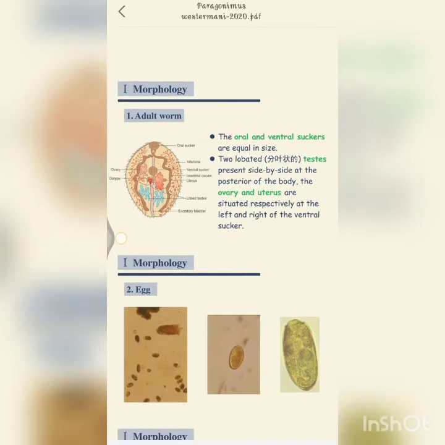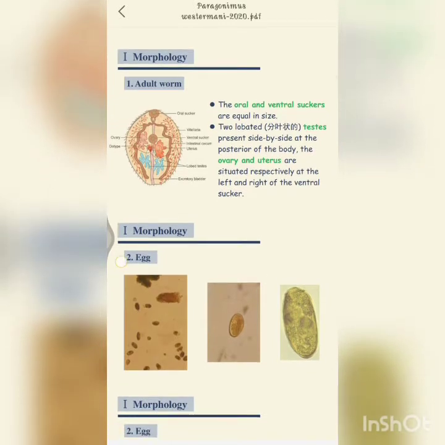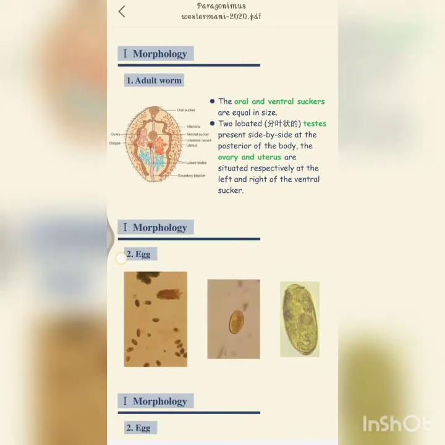Two lobated testes. Here you can see the two lobated testes present side by side at the posterior of the body. The ovary and uterus are situated respectively at the left and right of the ventral sucker. Here the ovary and here is the uterus.